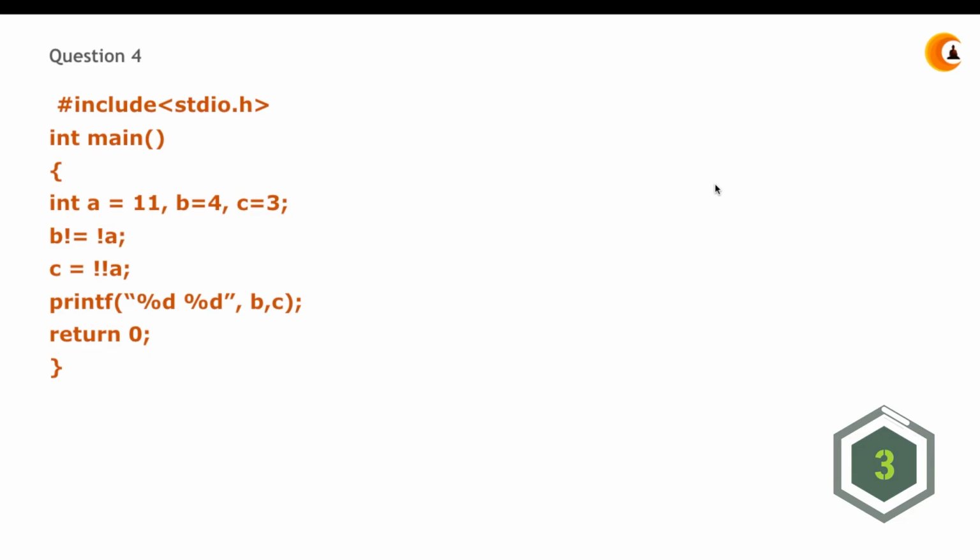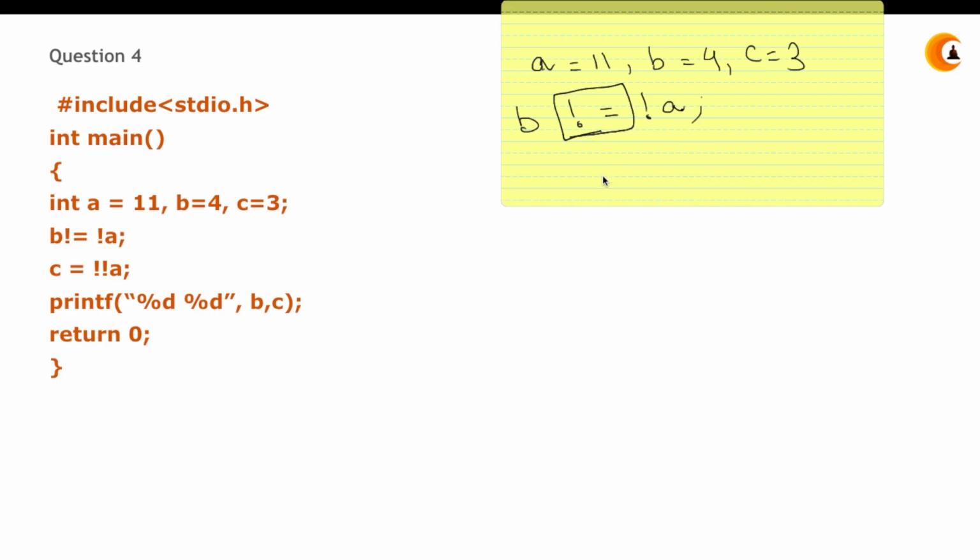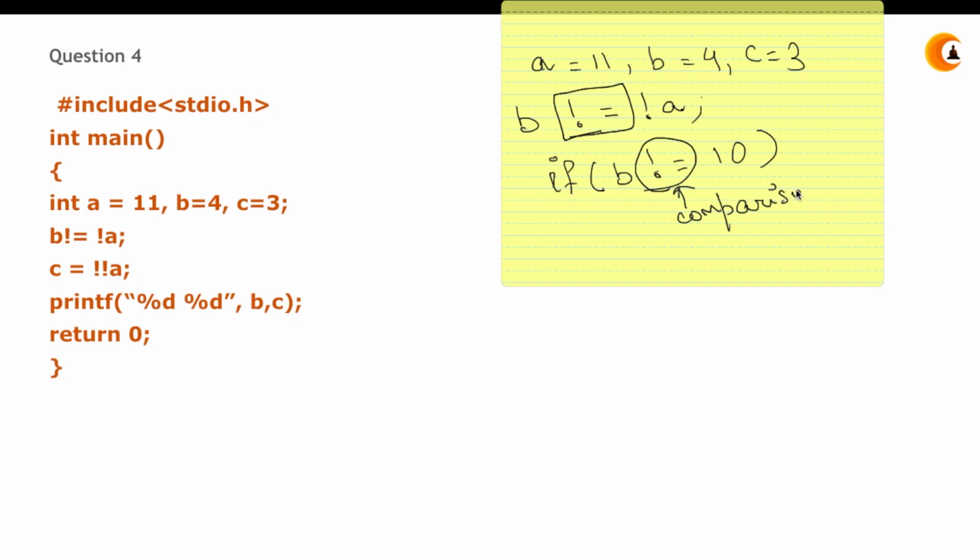Okay, now if we look into the question, A value is 11, B value is 4 and C value is 3. Now it says B not equal to not of A. Okay, this line might look a little confusing. Why? What is this? Now, if it's written within a condition, B not equal to 10. So what does this imply? This is just a comparison. It's not an assignment operator, it is a comparison. So here also it is a comparison.